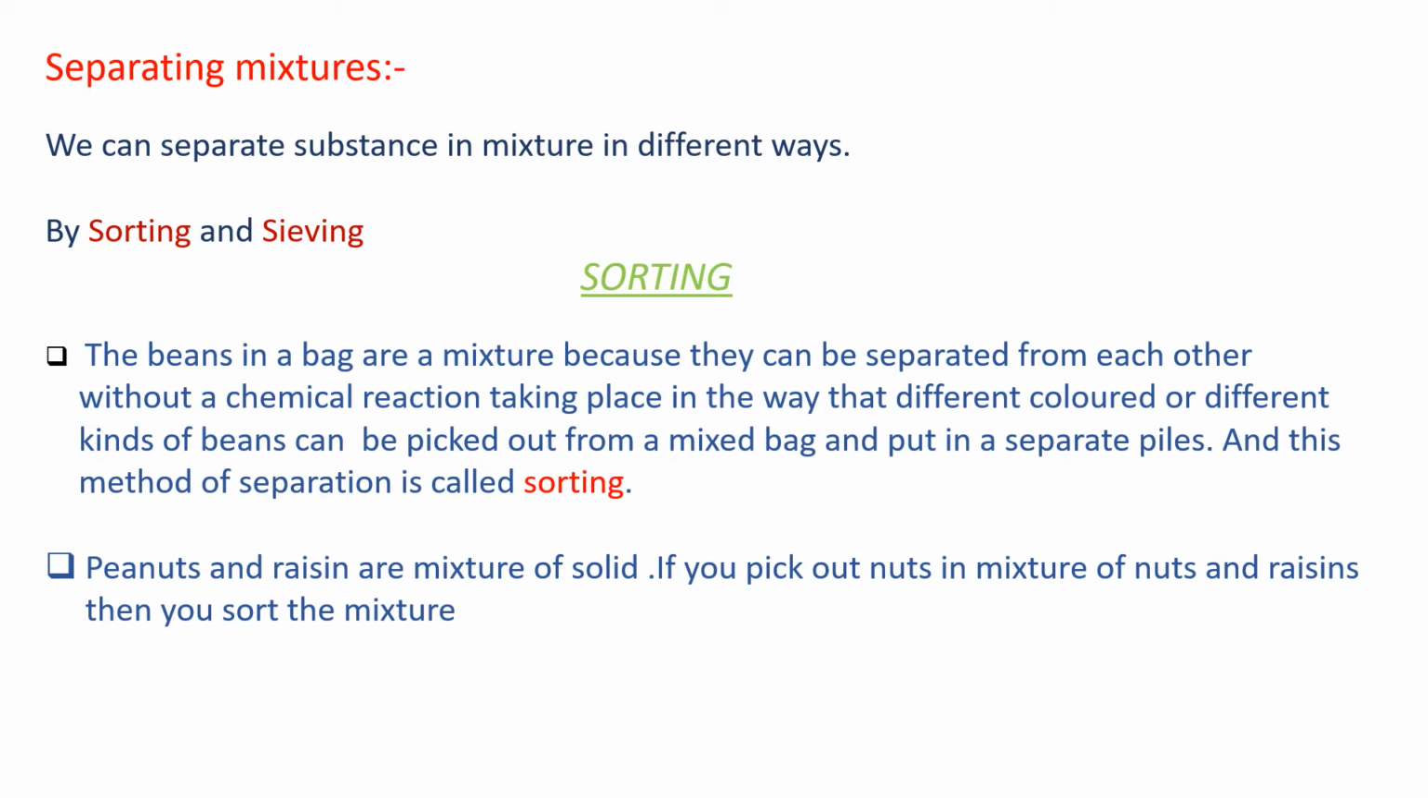Another mixture, like peanuts and raisins, is a mixture of solids. If you pick the nuts out of the mixture of nuts and raisins, then you can say that this is sorting. You sort that mixture.